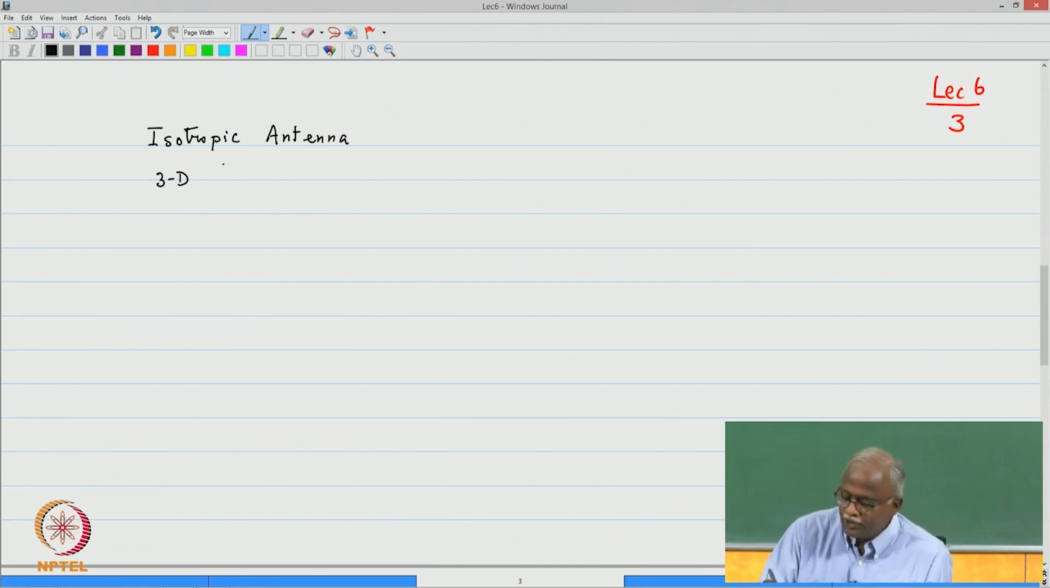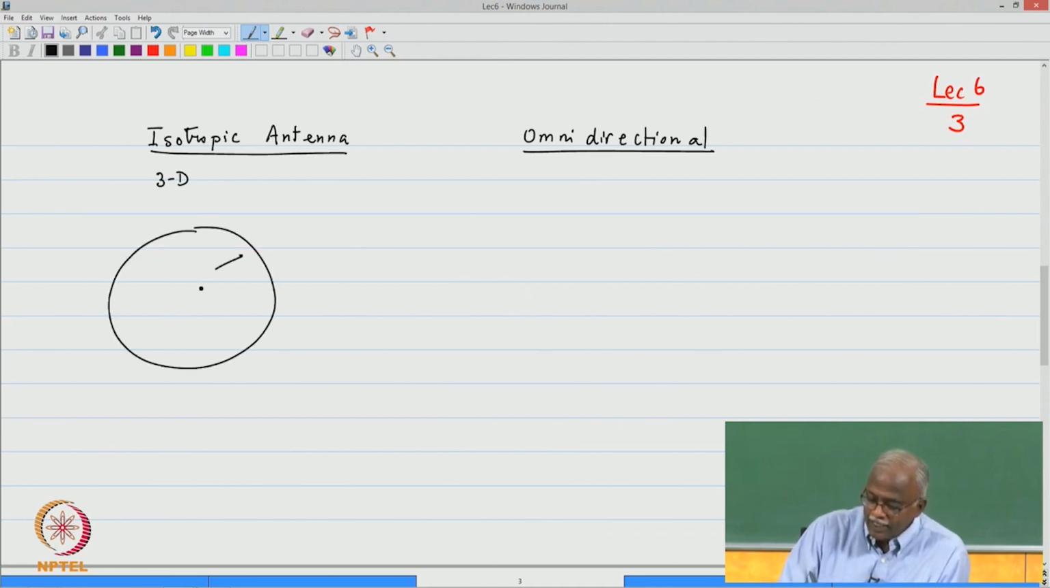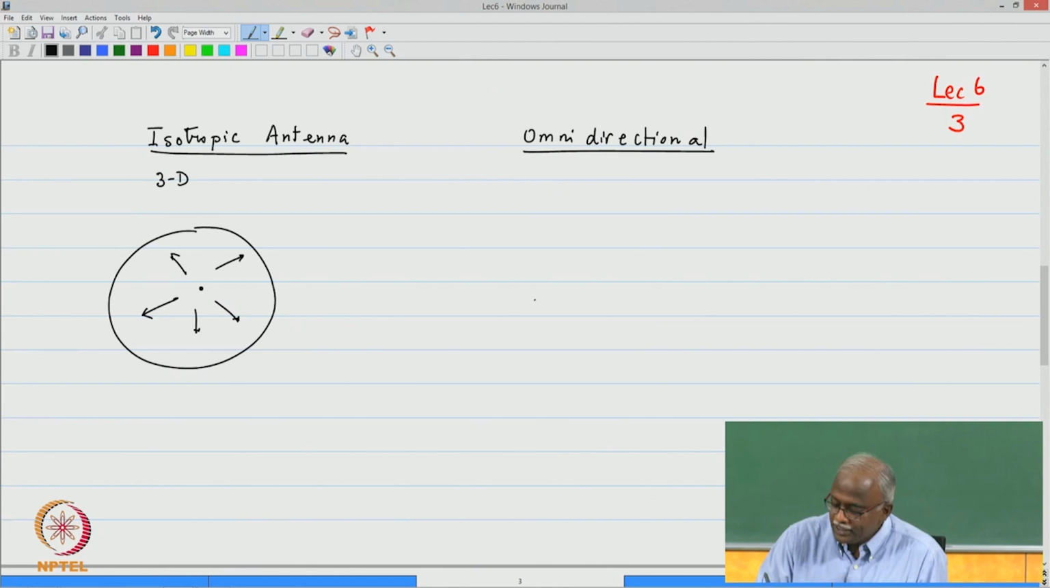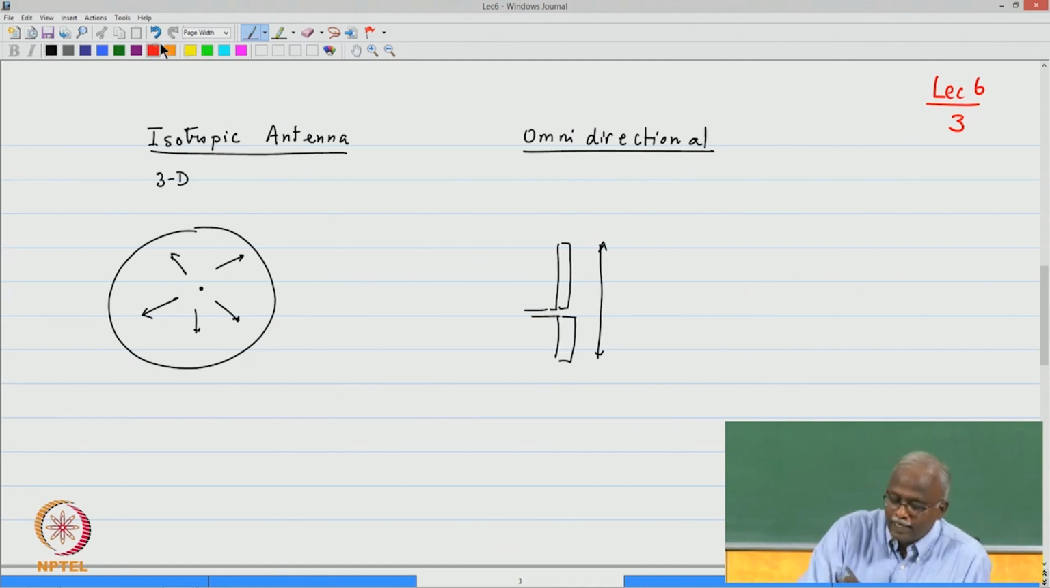So, in contrast to this, we have an omnidirectional antenna. Now, this antenna has a property that is different from that of an isotropic antenna. If you think of the isotropic radiator as a 3-dimensional radiator in all directions, the omnidirectional antenna, we think of it primarily in the context of a dipole antenna. Typically the size of it would be of the order of lambda by 2.